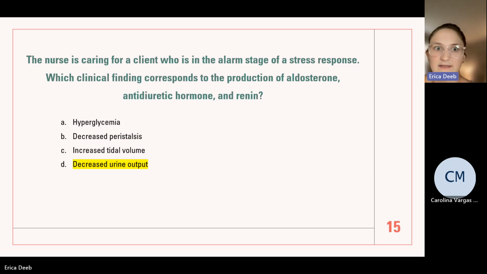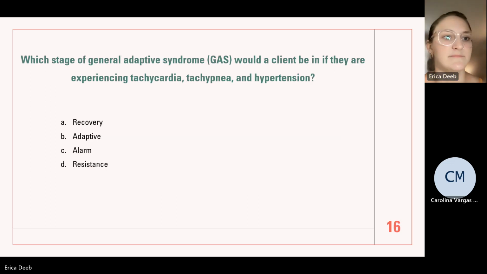And for this one, you can also think, when you're in that alarm stage of a stress response, you just saw a snake and it's about to slither over to you, you are at your peak stress level. So your body's not going to be making urine. It's not going to be having peristalsis. It's going to be in that fight or flight.